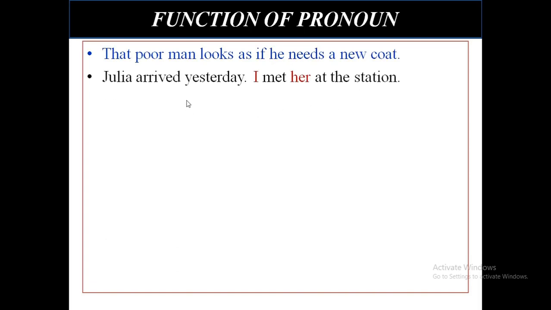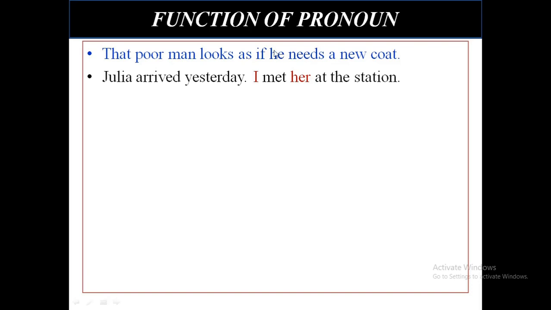Julia arrived yesterday. I met her at the station. Now can you guess what the word referring to Julia is? Yeah, it is her. So here the word her refers to Julia. So what is Julia? It is a noun, right? In the first sentence, what is the word man? It is also a noun. So now we can understand that a pronoun refers to a noun which is given in the statement.